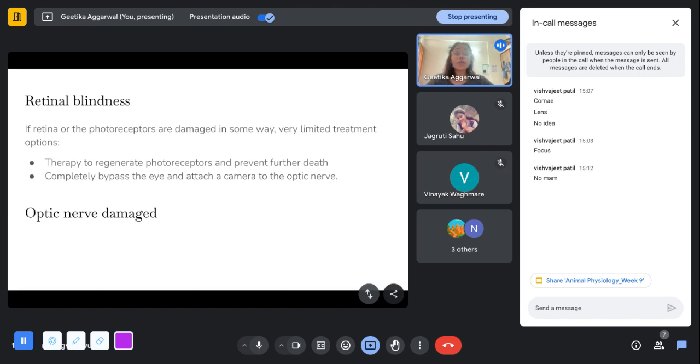The next thing is if the optic nerve itself is damaged. So the eye is working fine, but you're not able to send the signal to the visual cortex because the optic nerve is not functioning. There is no treatment known for this as of now. But researchers are trying to find a solution using stem cell therapy, to regenerate neurons and restore the connectivity of the eye to the brain. So these are some types of blindness and how they can be cured.